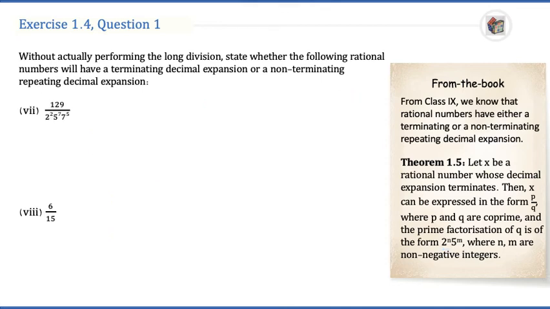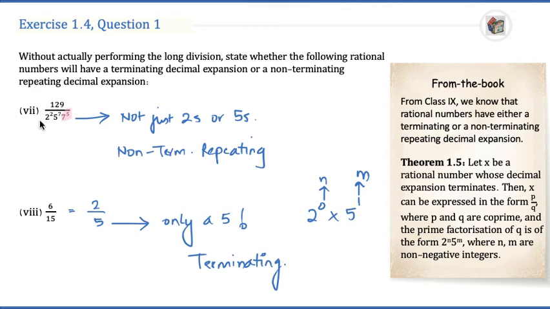Time for the next two, you know the drill. Pause and try. All right. So this first one, already in the lowest form, nothing that I have in 129 that I can cancel this with. Now when I see the denominator, it's already prime factorized. I can see it's not just 2's or 5's. You see this highlighted 7 to the power 5? That means it has one more prime factor other than the ones that I'm allowed. So it's not terminating, and therefore it's the other kind, non-terminating, repeating.